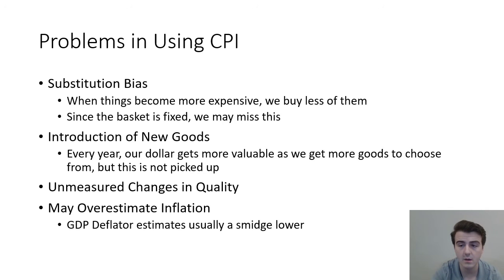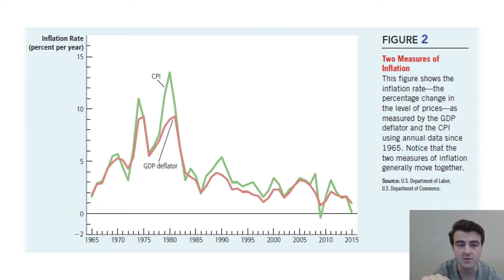What does that look like? Well, it looks like this. We see the green line is CPI, the red line is GDP deflator. So we can see they move together. They look about the same most of the time, but generally GDP deflator is just a smidge lower than the CPI. They both calculate the inflation rate, different ways of measuring how the price level is changing over time, right? The percent change in the price level. But we can see they move together, but GDP deflator is a smidge lower.